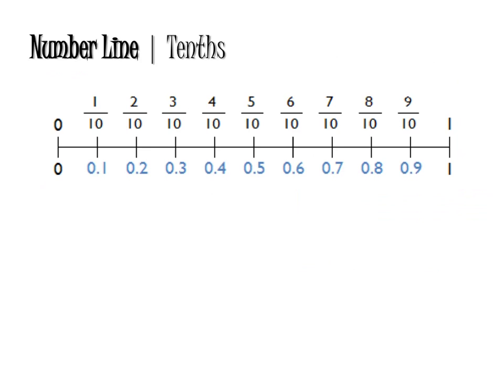So if I have 0 to 1 and I have 10 intervals, I will have from 0 to 0.1, 0.2, 0.3, 0.4, 0.5, 0.6, 0.7, 0.8, 0.9, and 1 whole. That corresponds to 1/10, 2/10, and all the way to 1 whole, which is 10/10.